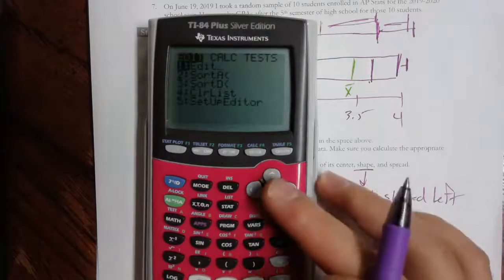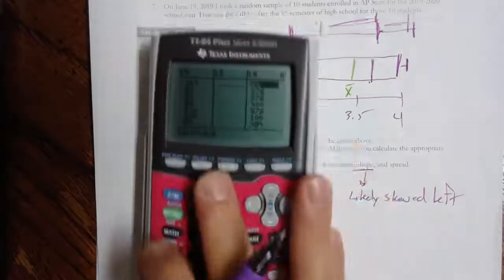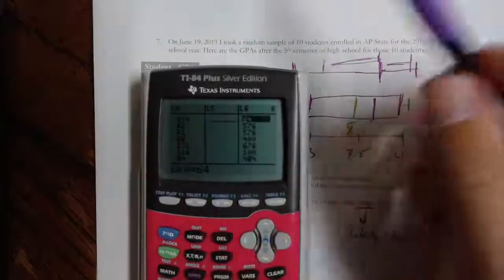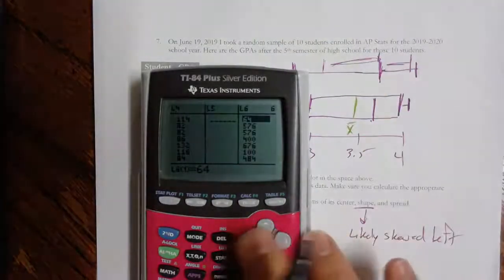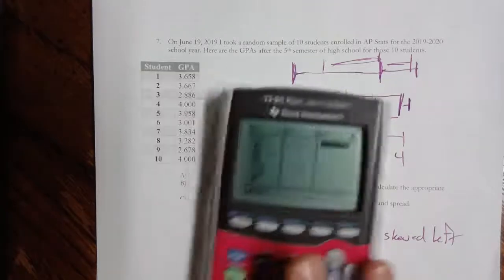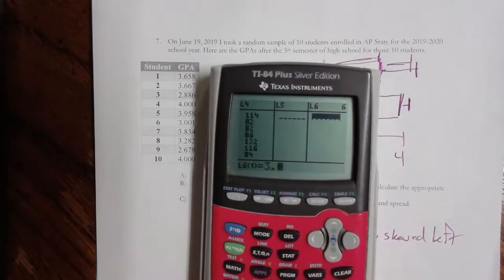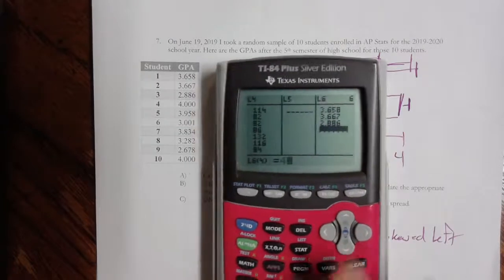The reason that this would have a little bit of a contrast, if you read the prompt carefully, it says on June 19th, 2019, I took a random sample of 10 students. This was true, by the way. I actually did that. And the random sample came from our class, but it was from a larger population. So that means that technically you should not use the population standard deviation. You should use the sample standard deviation.